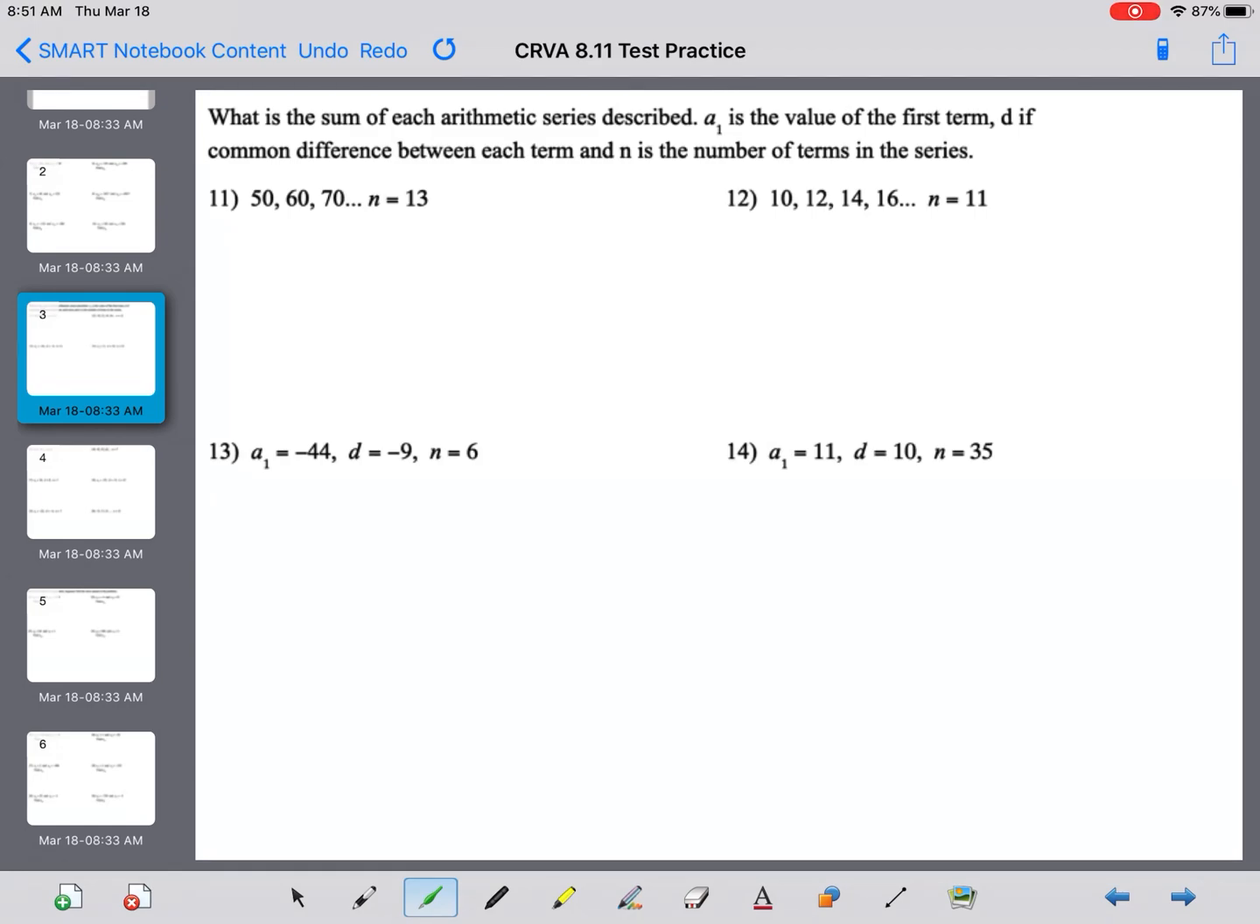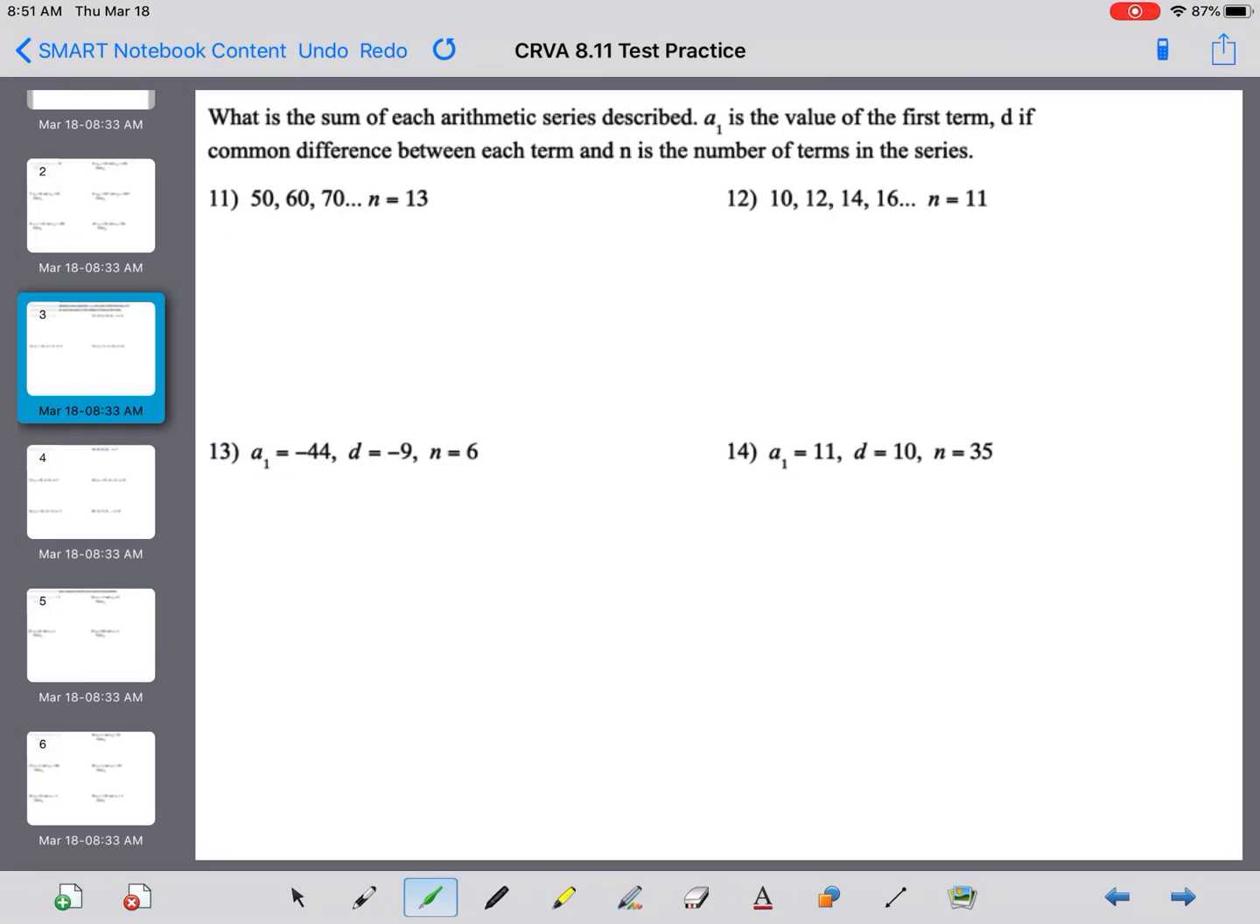Topic number 2. I'm going to do arithmetic sequences, and that'll be the end of this video. So that's 1 through 20. What is the sum of each arithmetic series described? So we're trying to add up all the values in the series.